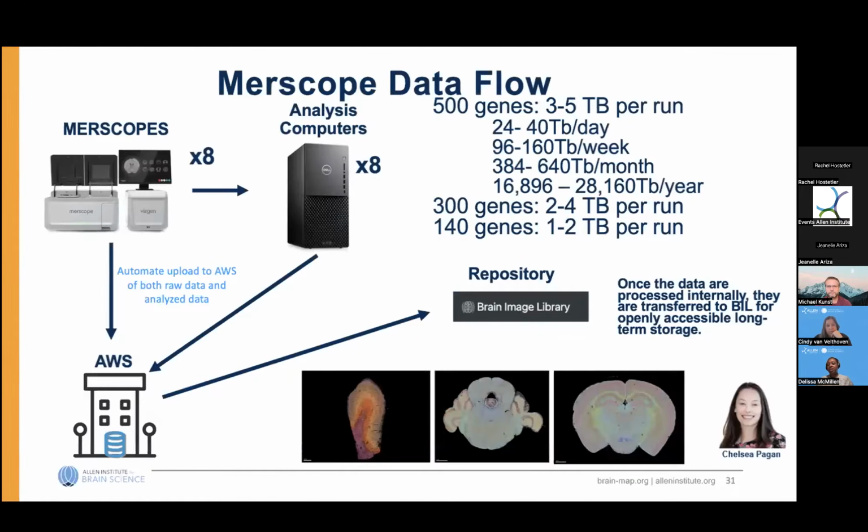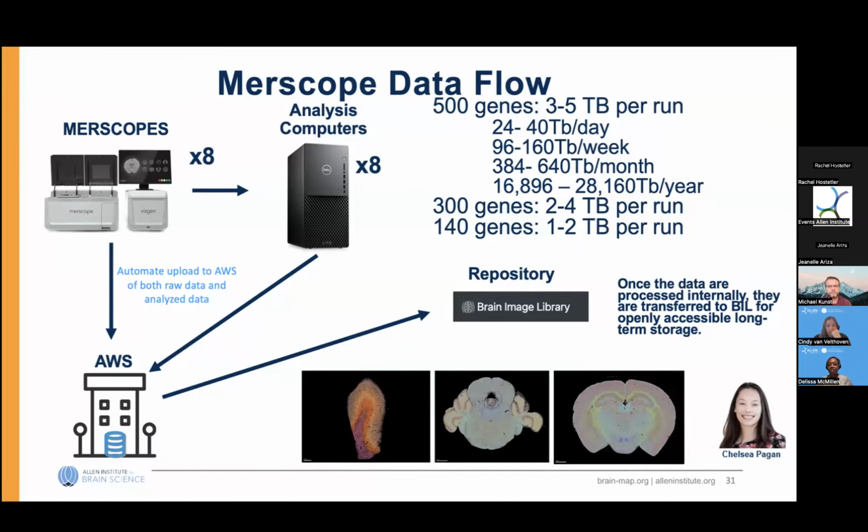One of the first challenges that we had to overcome was the enormous amount of data that we generate. If you look at the numbers that I put here, when we do a whole mouse brain project based on the 500 gene panel, each one of those coverslips with one section generated between 3 to 5 terabytes. Since we have 8 MERScopes, we have a tendency of generating between 24 to 40 terabytes of data per day, which potentially is up to 160 terabytes per week, giving 640 terabytes per month of data. So that was the first thing we had to figure out: how do we handle all that data? The MERScope can only hold 14 terabytes of data at a time.